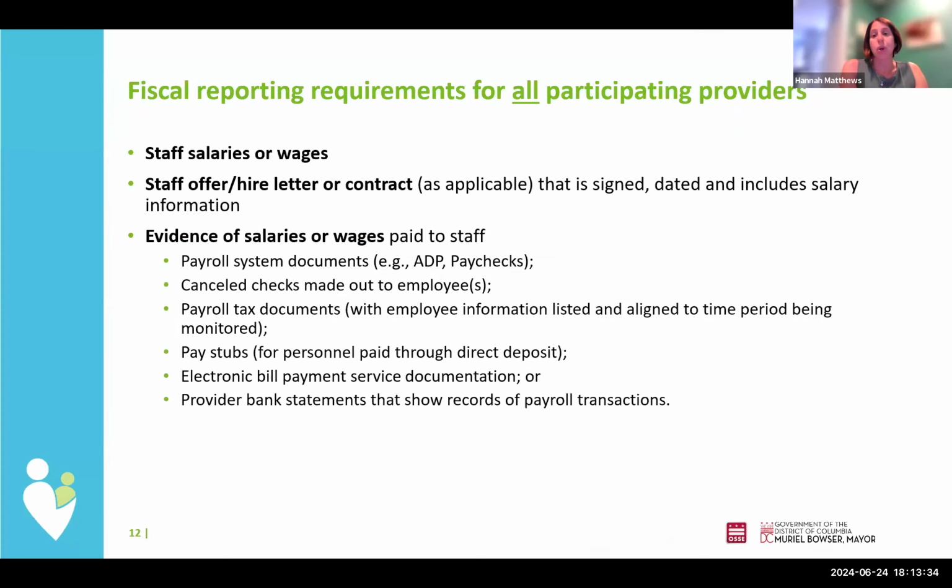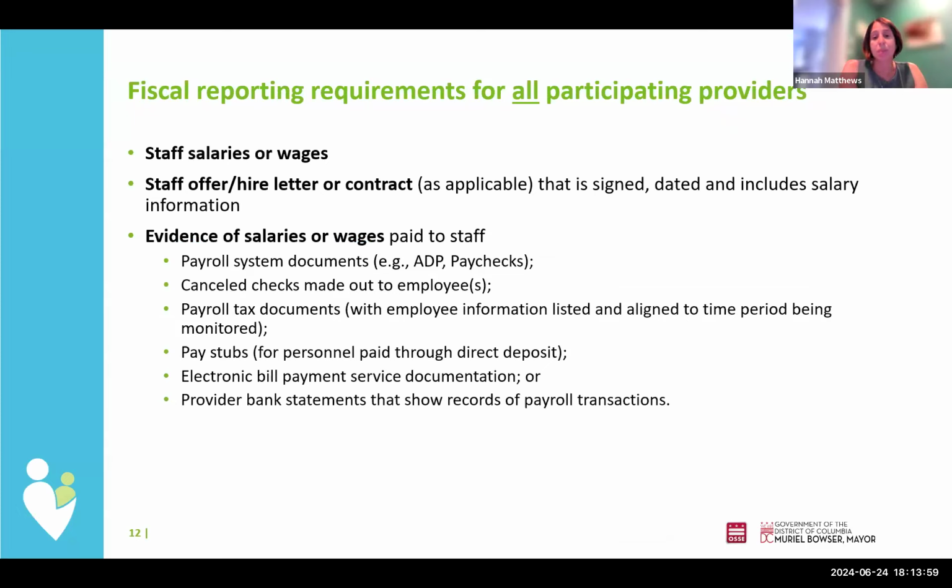All providers will be required to submit the following documentation to meet the fiscal reporting requirements of the Pay Equity Fund. Providers must submit documentation of staff salaries or wages, staff offer letters or hire letters or contracts that are signed, dated, and include salary information.